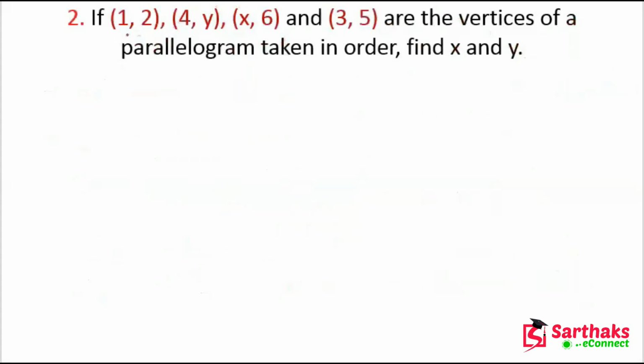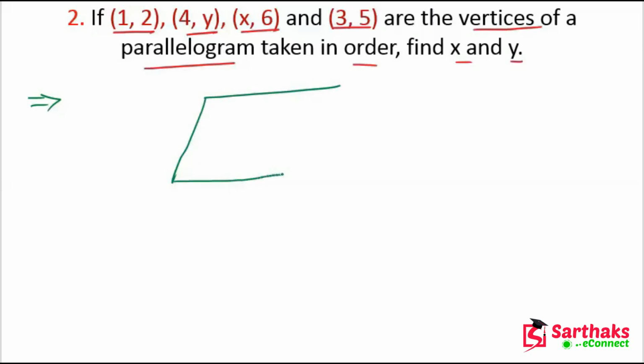Question: if (1, 2), (4, y), (x, 6) and (3, 5) are the vertices of a parallelogram taken in order, find x and y. Now we have to find the values of x and y. So first of all, let's draw the parallelogram. This is our parallelogram, with point A, point B, point C, and this is point D.